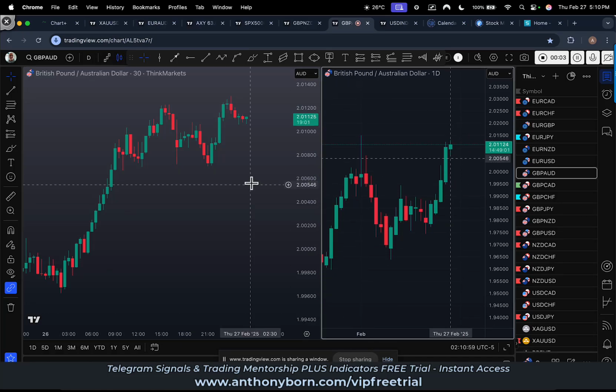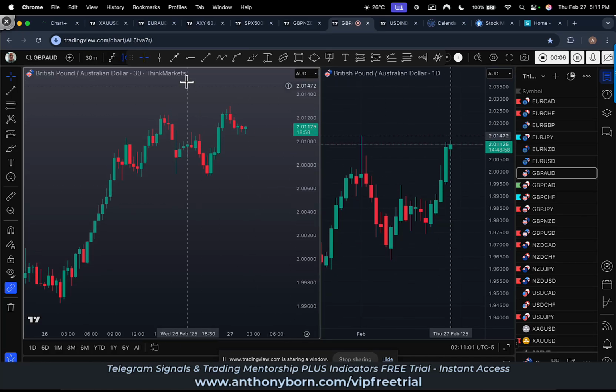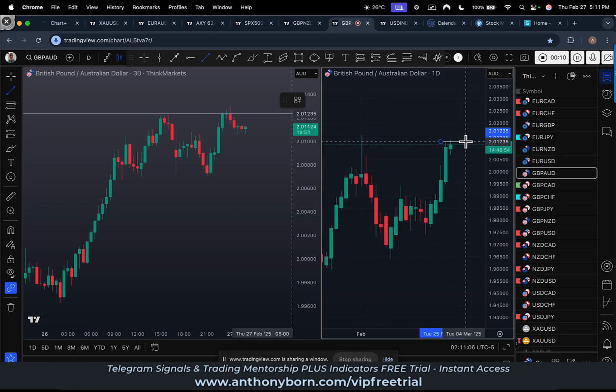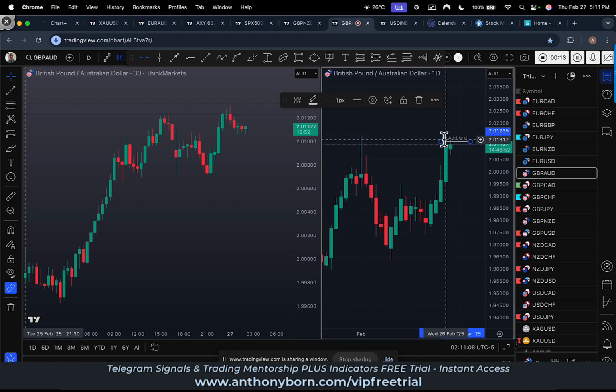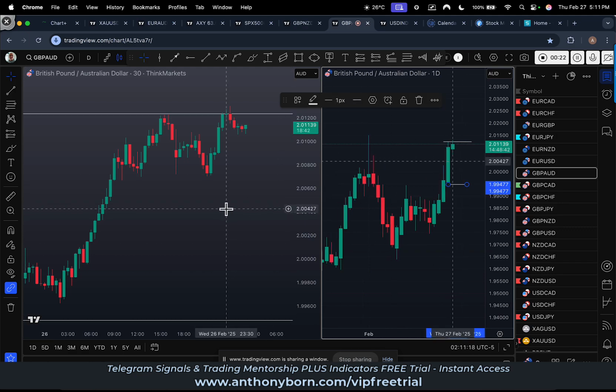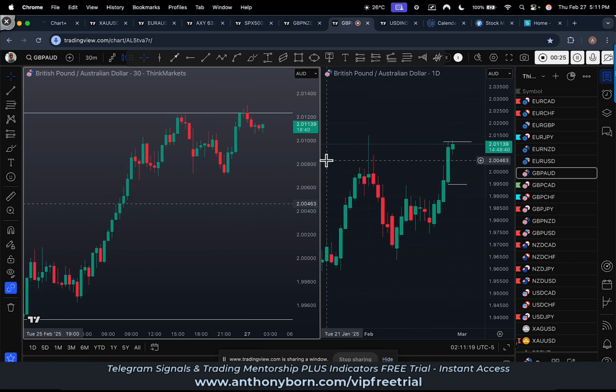Traders, looking at the pound Aussie on the daily time frame. If we have a look at this chart here, I'm just going to mark up yesterday's daily high. So we are pushing into a previous daily high, and yesterday's daily low is here. So we've got this trading range that we're involved in at the moment.